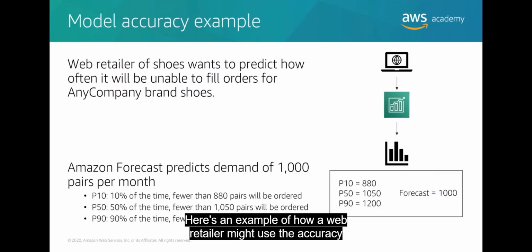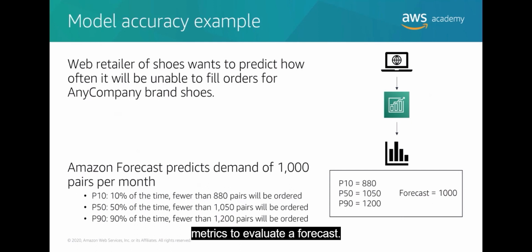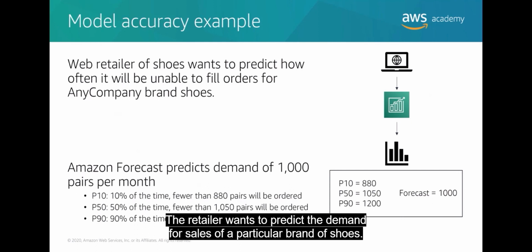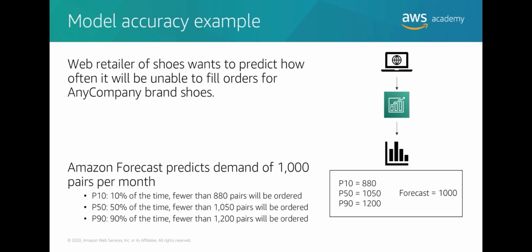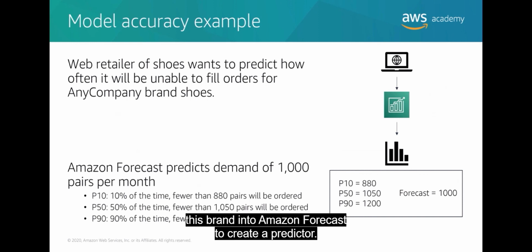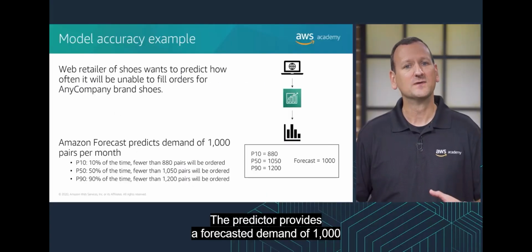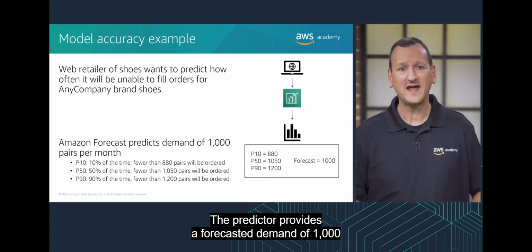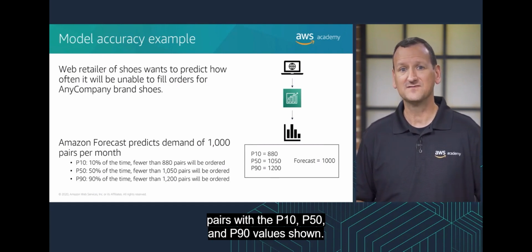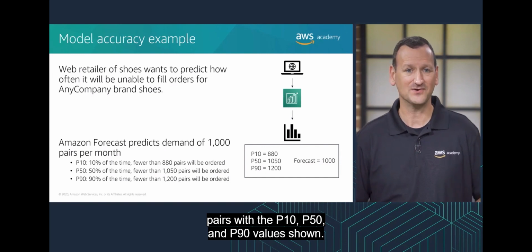Here's an example of how a web retailer might use the accuracy metrics to evaluate a forecast. The retailer wants to predict the demand for sales of a particular brand of shoes. They input the sales records for this brand into Amazon Forecast to create a predictor. The predictor provides a forecasted demand of 1,000 pairs with the P10, P50, and P90 values shown.